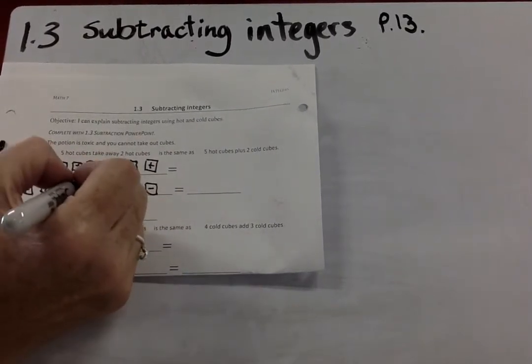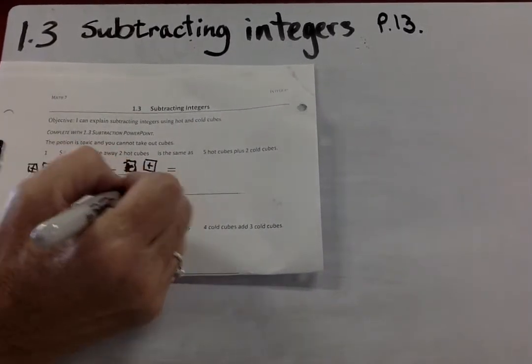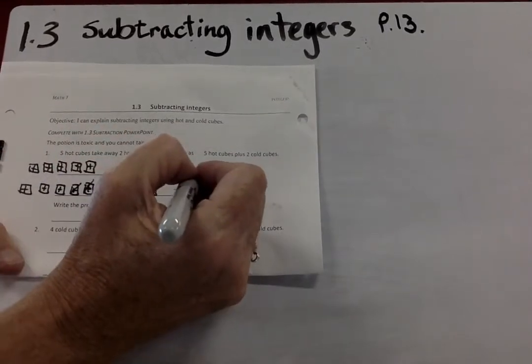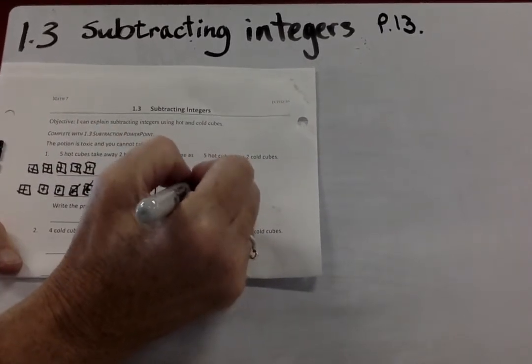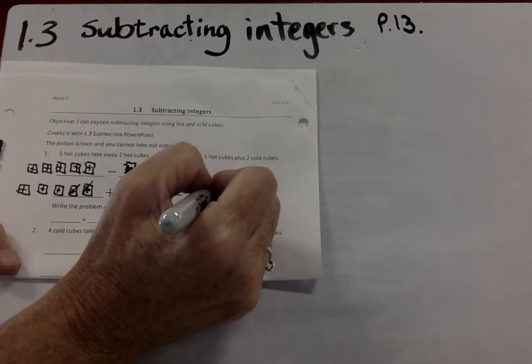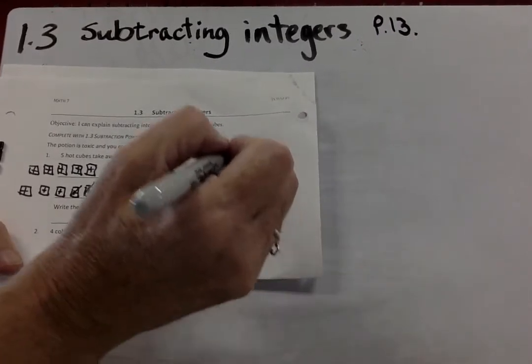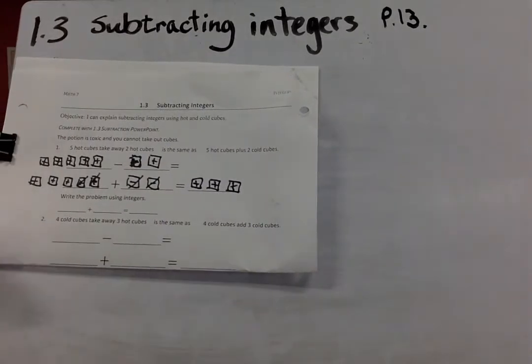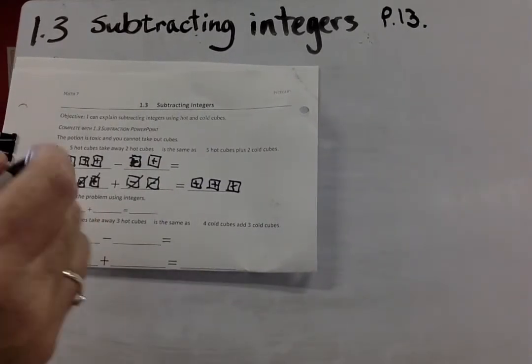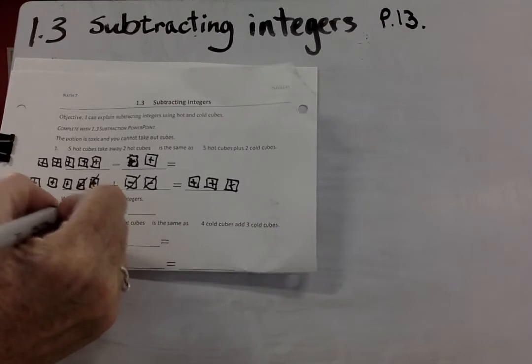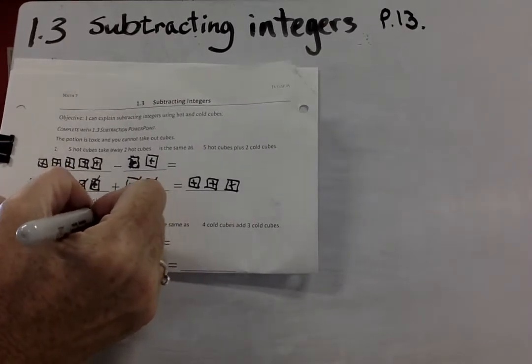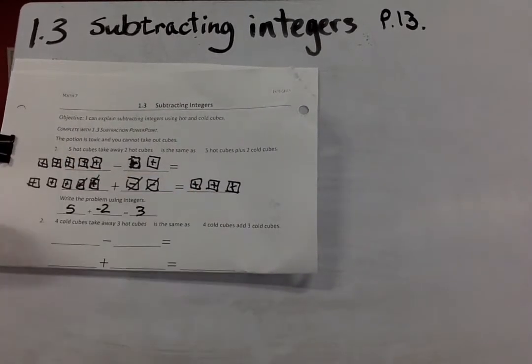And what are we left with? Each one of these cancels out with each one of those. So you're left with 3 hot cubes. Okay. Next, write the problem using integers. 5 plus -2 is 3.